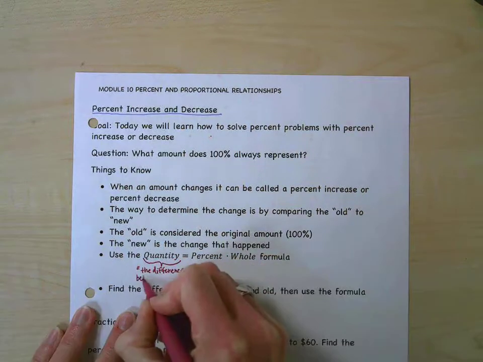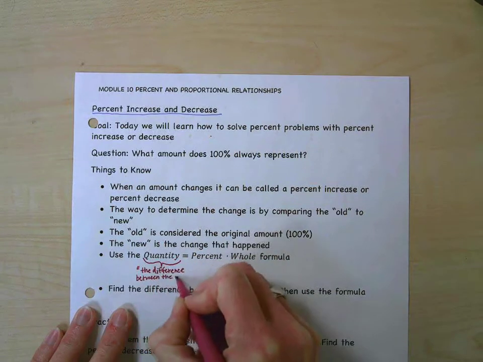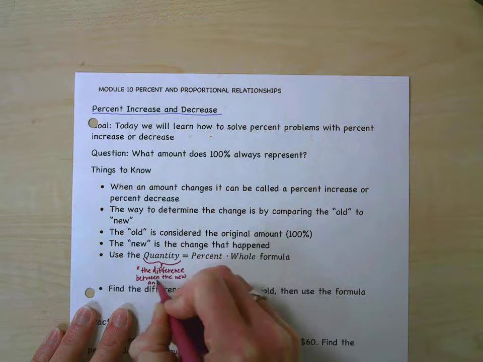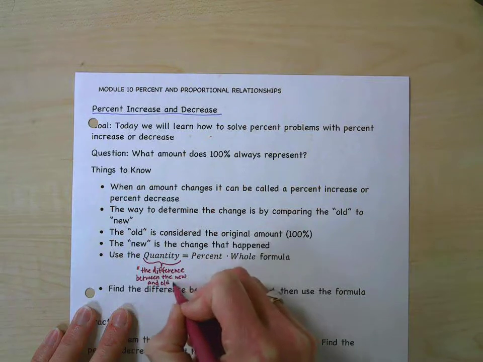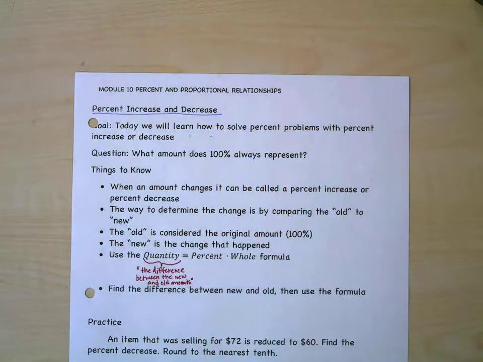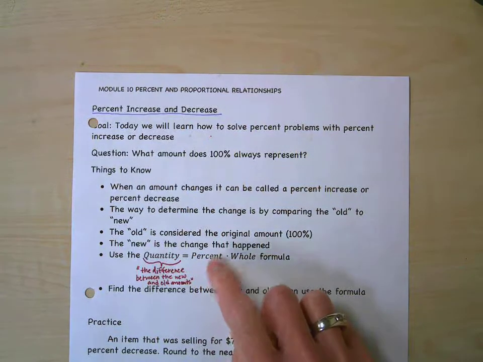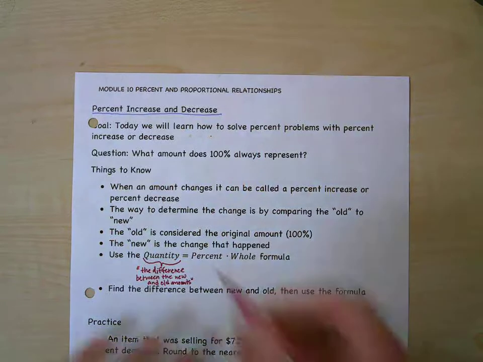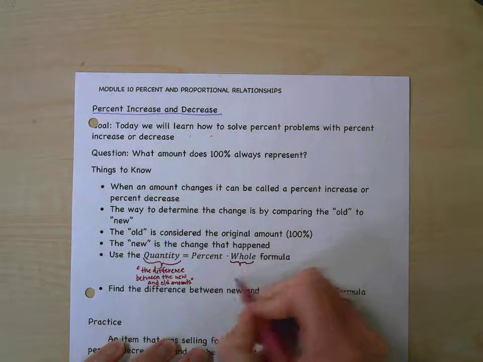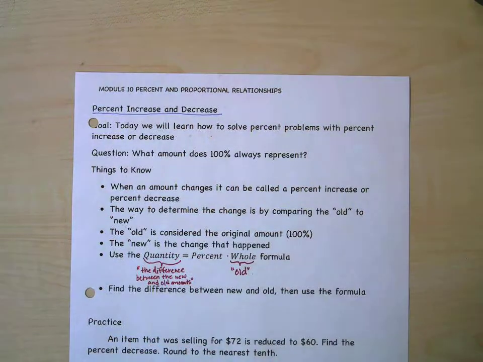between the new and old amounts. So difference means that you subtract, right? So it's the difference between the new and old amounts. Percent is going to be the amount of change or the rate of change, and then the whole is always the old or the original amount, okay? And so the whole is always the original or old amount.